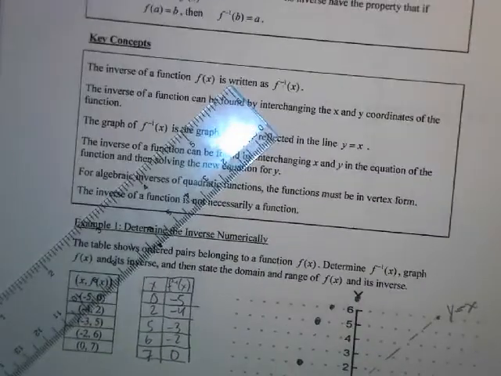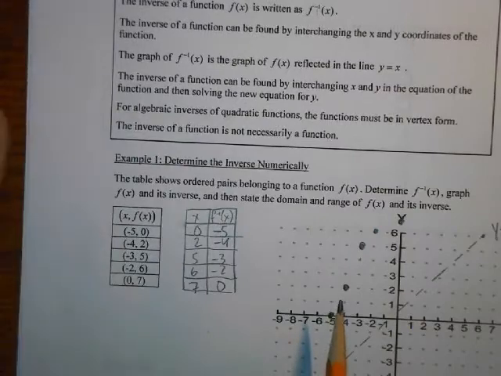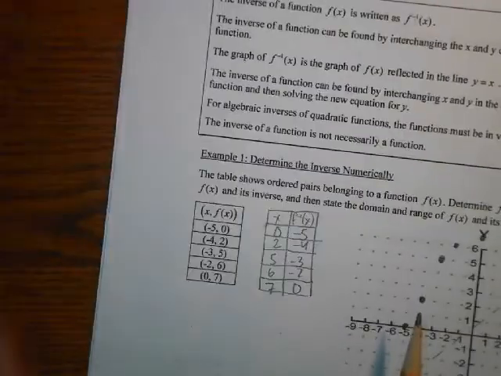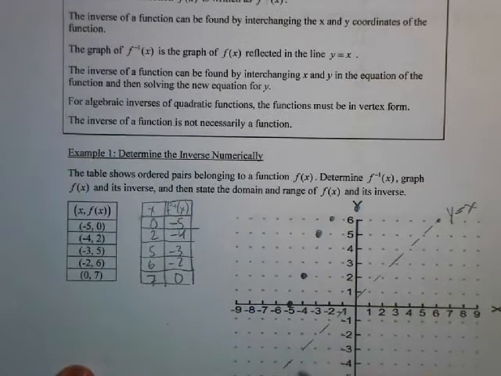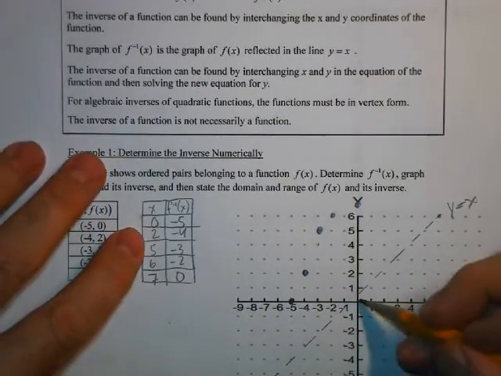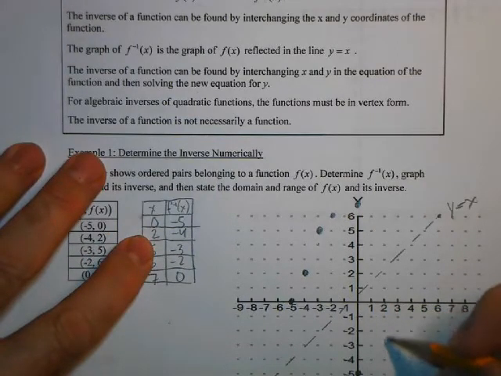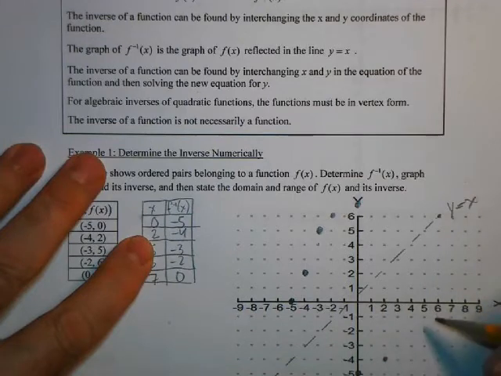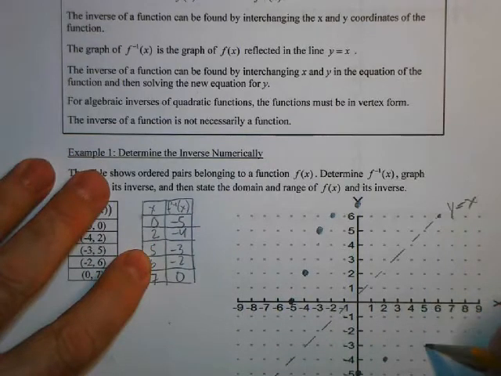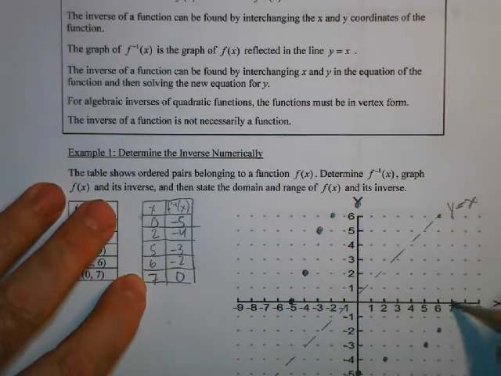So once I draw my other points for the inverse function, you're going to see how the original points and the inverse points are related to this line. So let's go ahead and plot these. So 0, -5 is down here. 2, -4. 5, -3. 6, -2. And 7, 0.